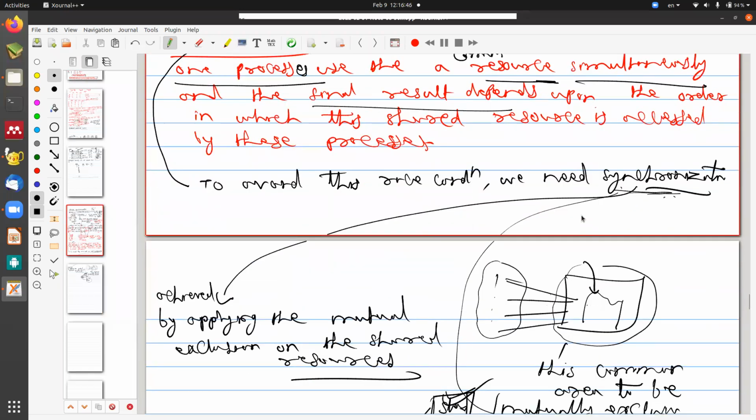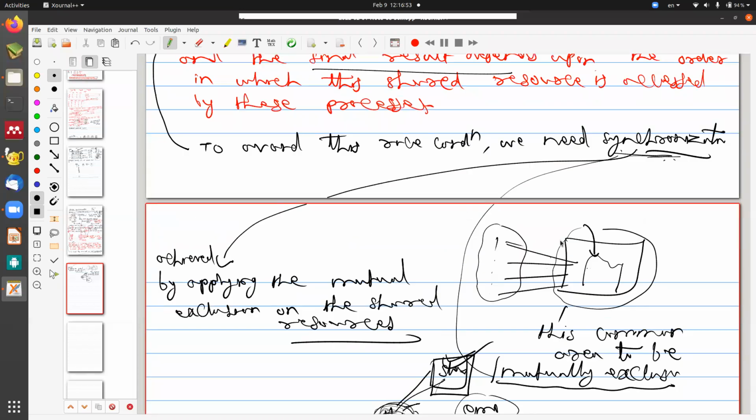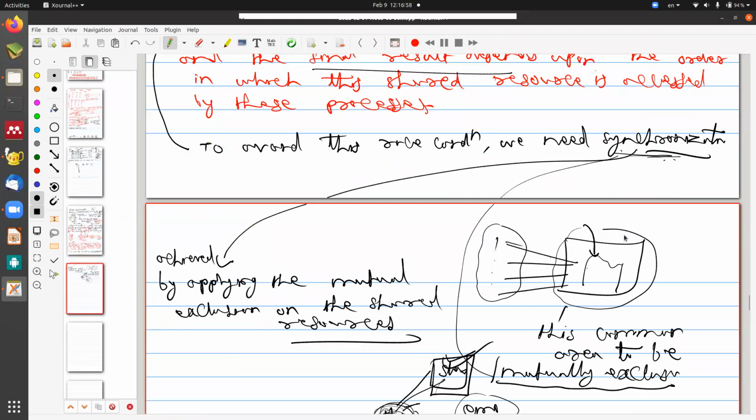Or because you are using a common area, the inconsistency has come. If only one of them occurs, it may not happen, but both have to occur, then only the inconsistency will happen. That's why the common area is there, but if you can restrict him from accessing at the same time, then my inconsistency will not occur. That's why he's saying, why don't you make this area mutually exclusive? If you make this area mutually exclusive, definitely I can achieve this synchronization. So synchronization can be applied by making the shared resources mutually exclusive. Now the question comes, how do these shared resources become mutually exclusive?